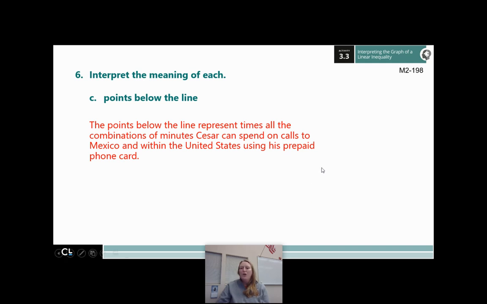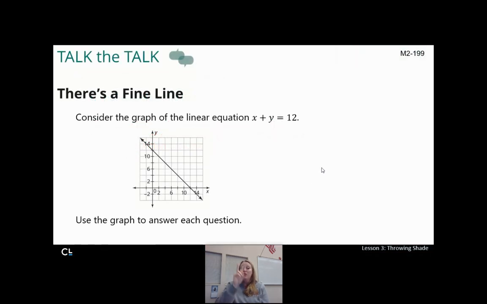Yay. So let's go ahead and move on to our talk the talk. We have two main activities here we're going to do for the talk the talk. First of all, I want you to take a look at this graph of this linear equation, and you can see they told us this is the graph of x plus y equals 12, so it's just a line. And what I would like you to do is use this graph to answer each question. Please notice that for questions 1, 2, and 3, you're not graphing them. You're just describing what you would do to this graph to be able to graph what it's asking you for, all right? So go ahead, hit pause, work out 1, 2, and 3, and then hit play when you're ready to check your work.